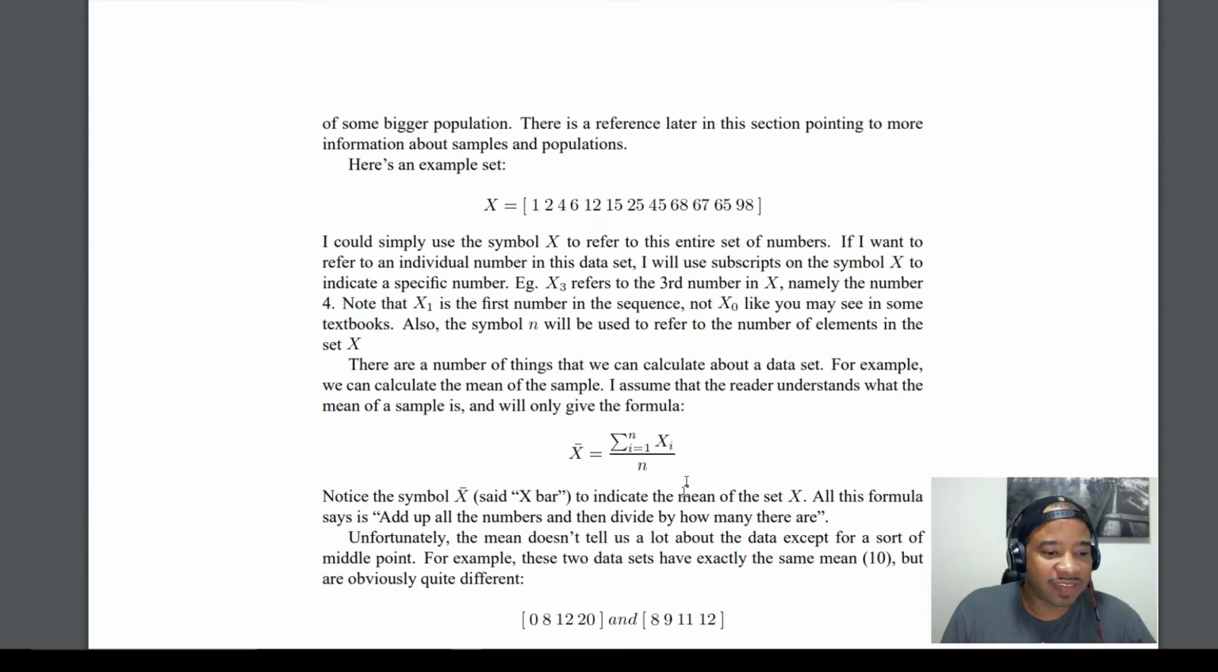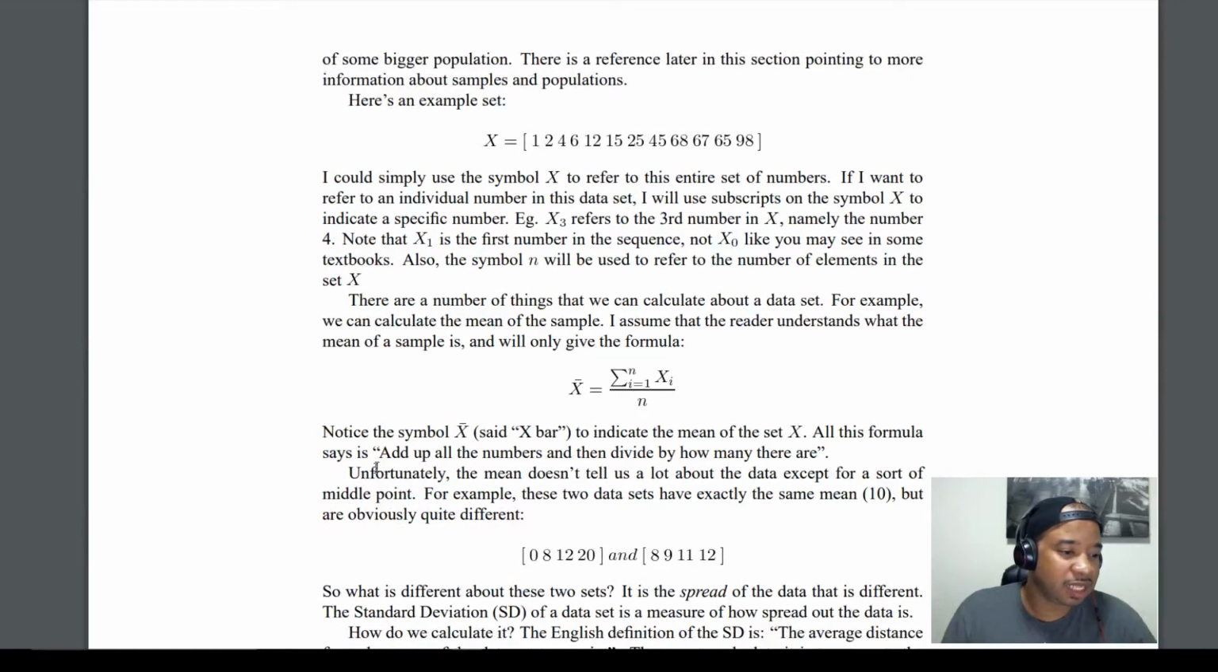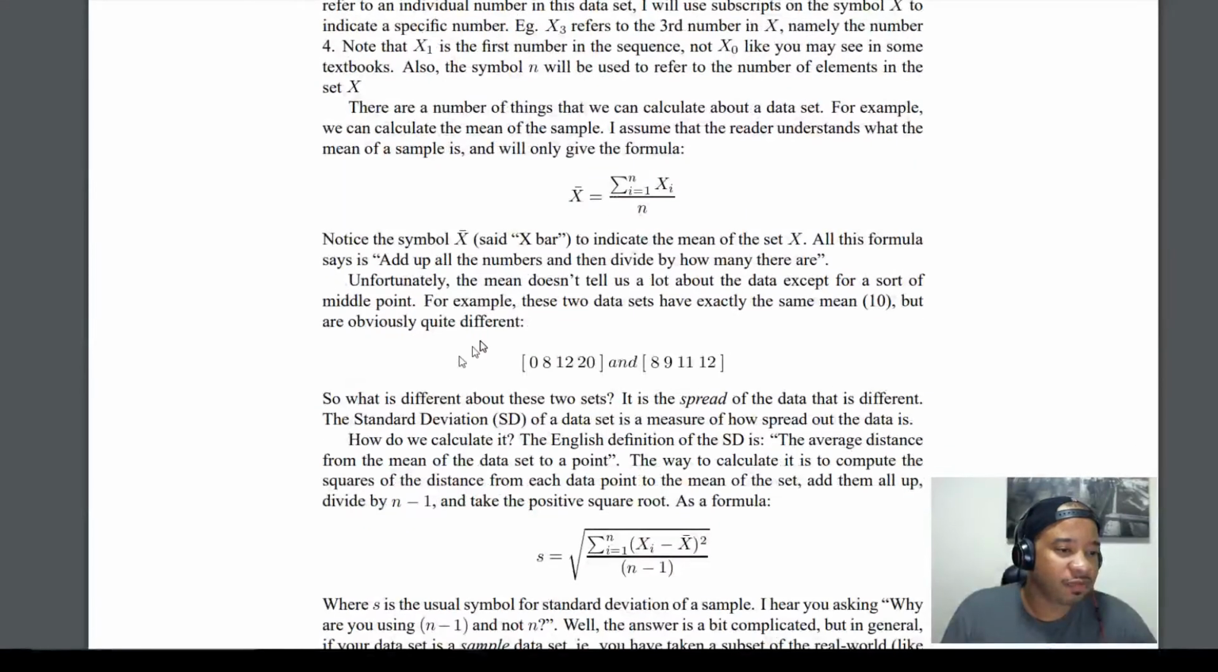Sometimes we abbreviate this because we know what the mean means so well, and oftentimes you'll just see X bar. X bar basically is the mean or the average. And all this formula is saying is that you add up all the numbers and then divide by how many numbers there are. Unfortunately, the mean doesn't tell us a lot about the data except for a sort of middle point.